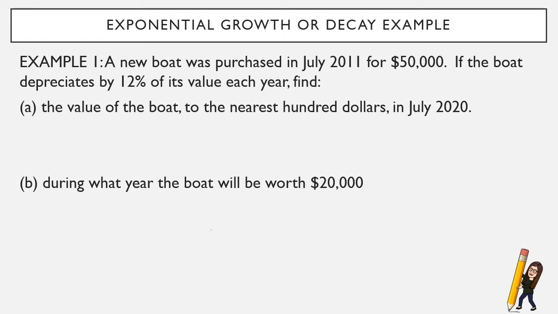So let's jump into some examples. In this example, you've purchased a new boat in July of 11 for $50,000. The boat depreciates by 12% of its value each year. Very common, right? They always say the second you drive something off the lot, you've lost value. So key words we are looking for here.